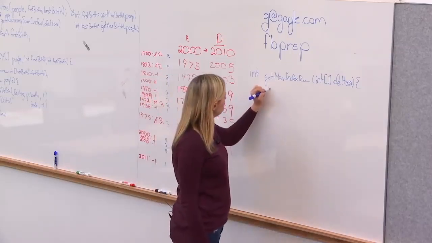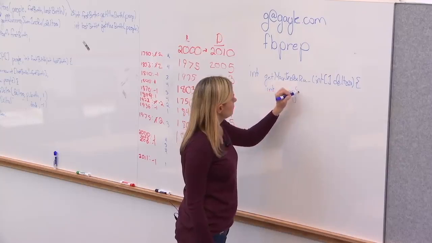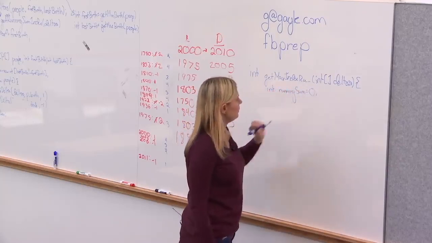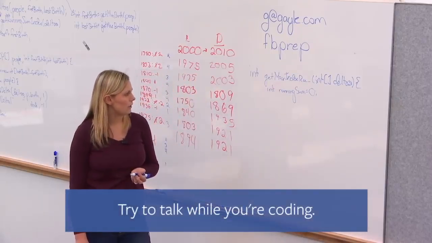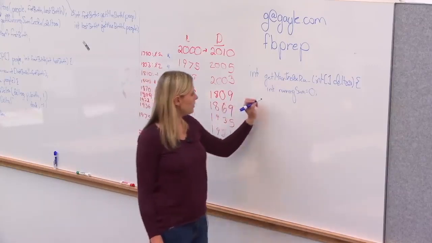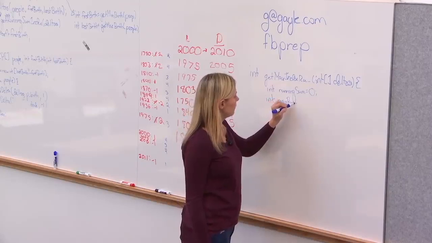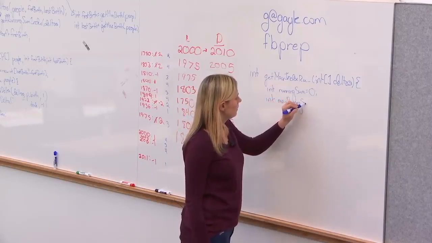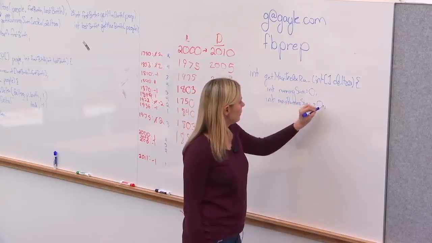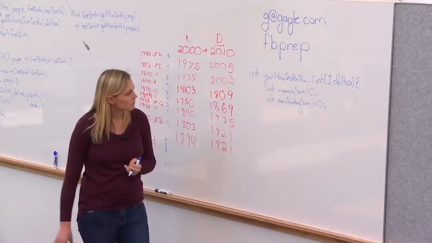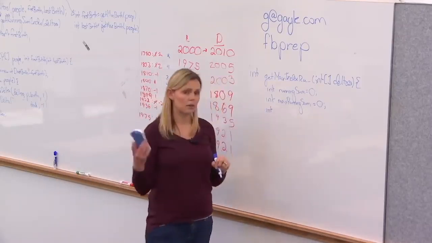So int running sum, it starts off at 0. And then we want to keep track of the max. We're going to need to know the max running sum. So int max running sum. And max is going to start off at 0. And then we're also going to need to know the year that it corresponds to.